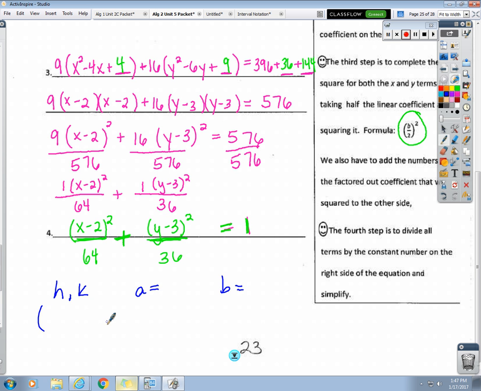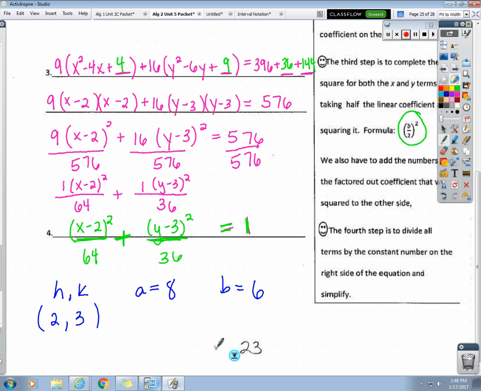Okay, what is the h and k? 2, 3. Remember, these negatives are part of the formula. So if it's still just a minus 2 and a minus 3, that means you really were plugging in a positive 2 and a positive 3. A is always bigger, so wouldn't A have come from this number? But before it was squared, it would have been an 8. And so B would have been a 6.